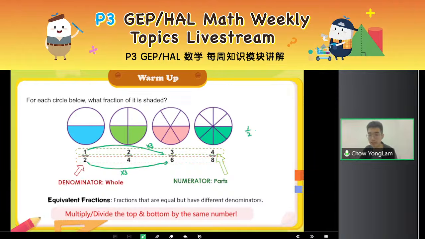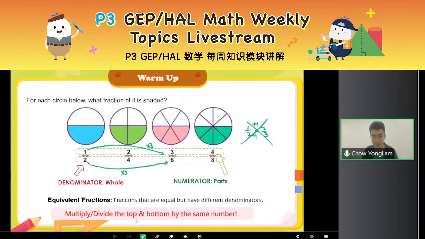Now, can I say 1/2 equals to, plus 1 plus 1, 2/3? Is this correct? Can I add or subtract the top and the bottom by the same number? Cannot, cannot. Only multiplying and dividing, the top and the bottom number by the same number.